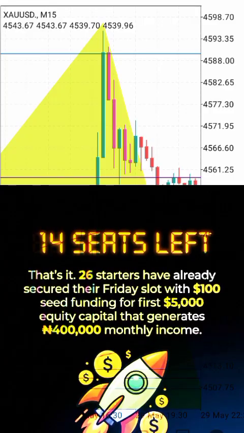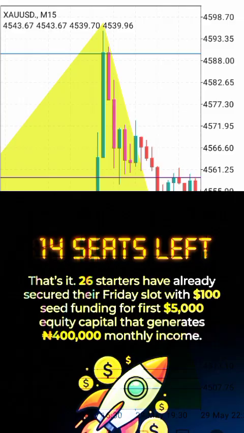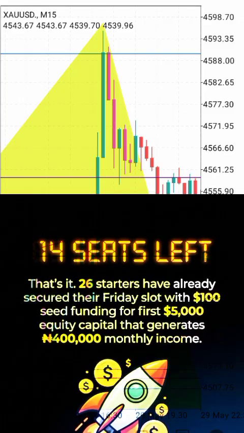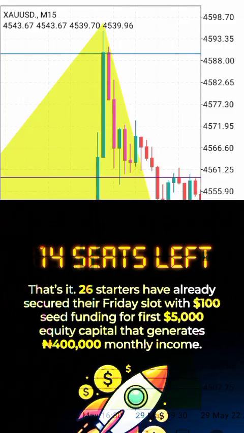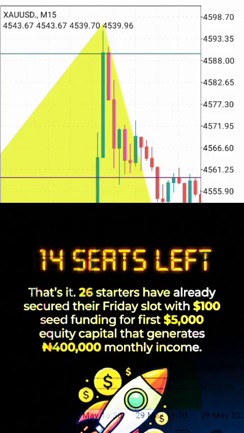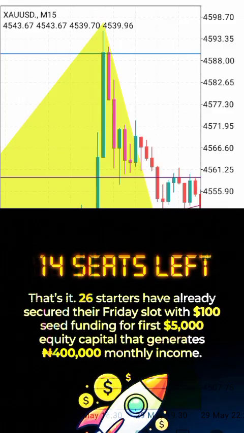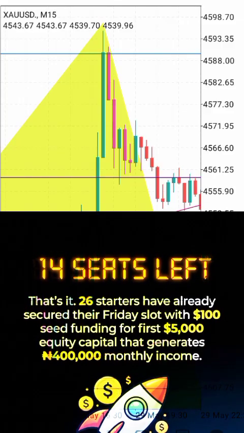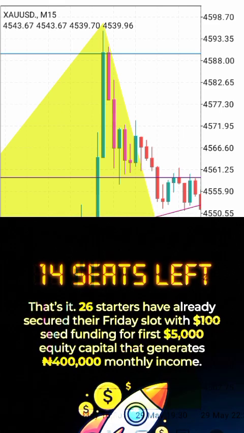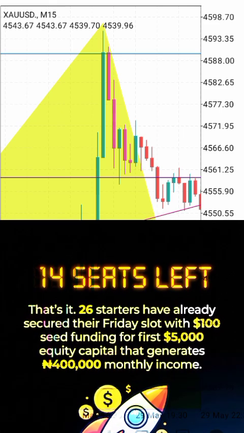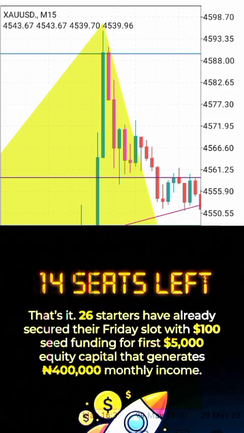So what is our seed fund? $100. Everyone comes with $100 on Friday. Those who are starting with us for the first time, you come with $100 on Friday. And then having come, we set you up with the account that will be used to firstly give you $5,000 equity. So after the $5,000 equity has been gained, we are going to use our Power 40 scientific trading method to generate your first $200 profit within the first 7 days.